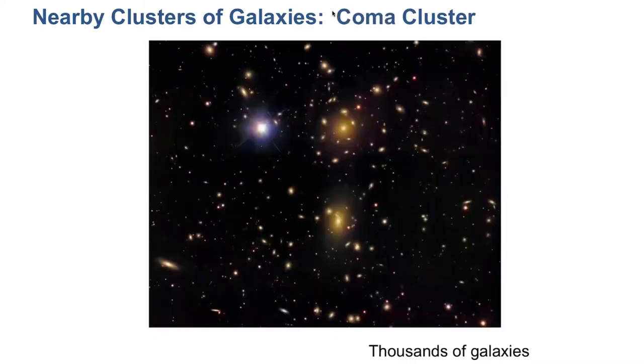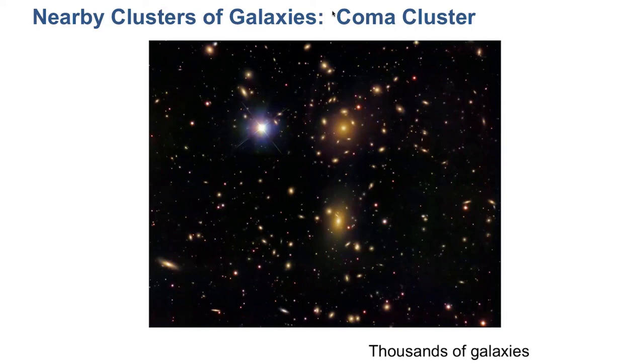Here's another cluster, a nearby cluster, the Coma cluster. Again, you've got these very bright, large elliptical galaxies. This is a foreground star, but most of the rest of the things in this image are galaxies in the Coma cluster. Thousands of galaxies in all, located in one region of space. When we zoom out even further, we know the galaxies come in small groups and larger clusters.